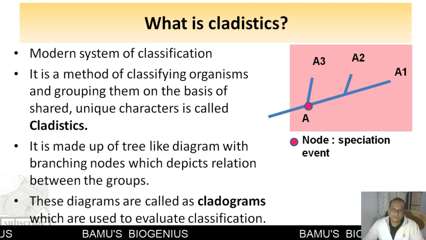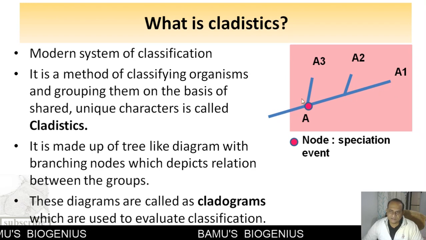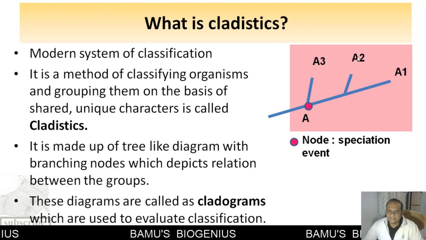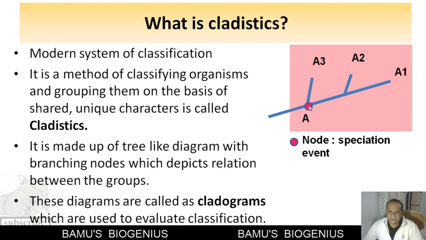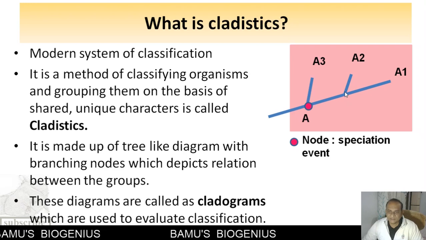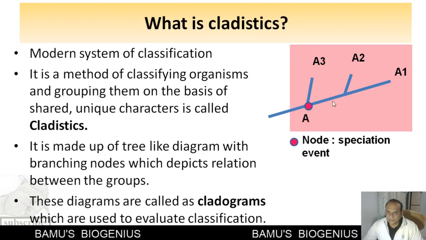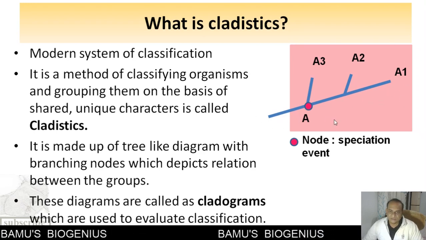Now you can see here, it is made up of a tree-like diagram with several branches. At the end of each branch, a new species is there, and when these branches merge together at one point, it is known as a node. Every node depicts a speciation event. Such a diagram, which shows the relationship between different species and forms a tree-like structure, is known as a cladogram.